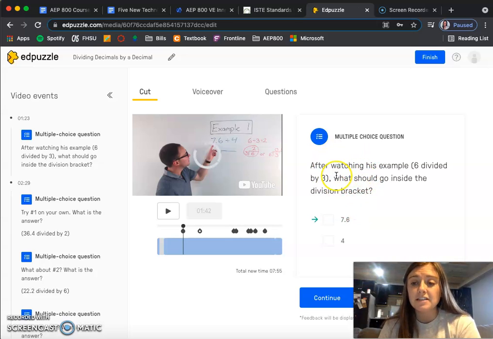It says, after watching his example, 6 divided by 3, what should go inside the division bracket? And so it pauses the video, asks the questions, and then the students have to answer. And then once they answer, it moves on and the video continues until the next question.